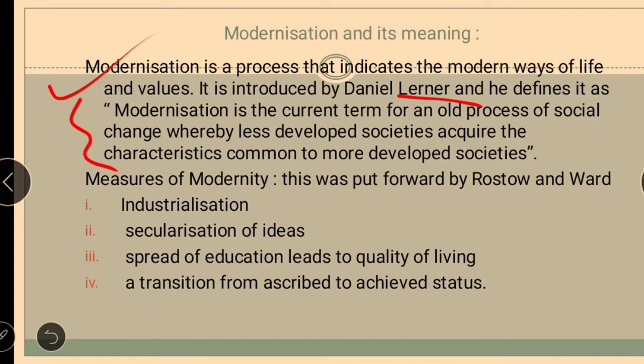Right. So you can say modernization is a process where there is an adoption of modern ways of life. It is nothing but a change in the old practices, and a less developed society acquires those features of a developed society. So it is not for a group but for humanity as a whole. So here are some of the measures of modernity. These are put forward by Rostow and Ward.